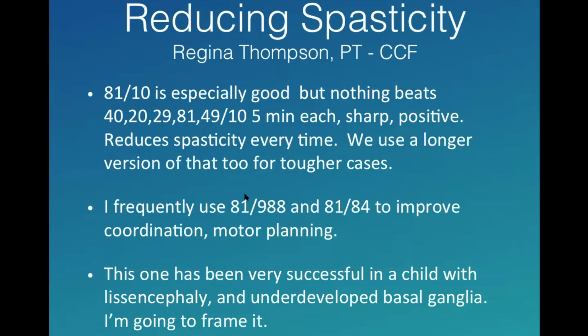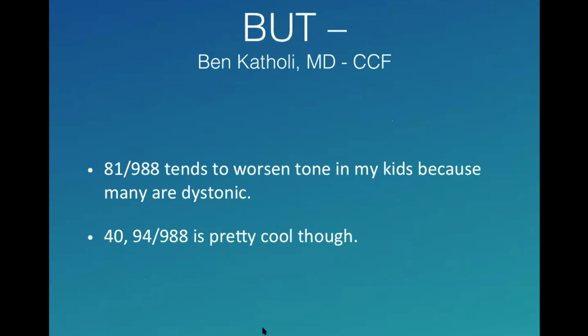She also uses 81 increased secretions. 988 is for the basal ganglia. So she also uses increasing secretions in the basal ganglia and the cerebellum to improve coordination and motor planning. So this has been very successful in a child with lissencephaly, a dysfunction in the brain, basically underdeveloped basal ganglia. And she's going to find it because the protocol has been so effective. However, this is from Ben Catholi.